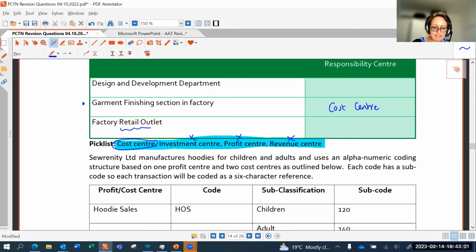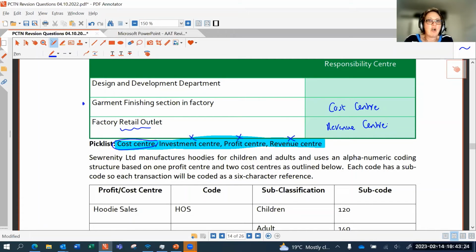So this one, because this is now selling things, I would say is the revenue centre. Now, the reason I haven't gone with profit centre is because I don't think that this factory outlet gets any choice about what it buys. I don't think it has control over its costs. I don't think it can say, oh, no, we don't want to sell those tracksuits. They're not a great seller. It doesn't really have a choice.